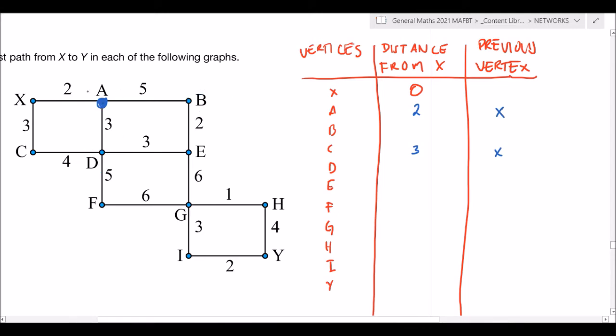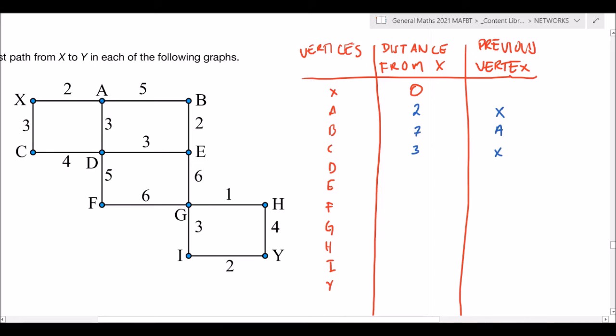Now from A to B, there's a distance of 5. But remember, from A, there's already been a distance of 2. So from there, that being 2, we have to add it to the distance of 5. From X to B, remember, that's where I got the 2 from, you're going to add it to the 5. So that'll be 7. Okay, 7. And the previous vertex that we came from to get to B was vertex A.